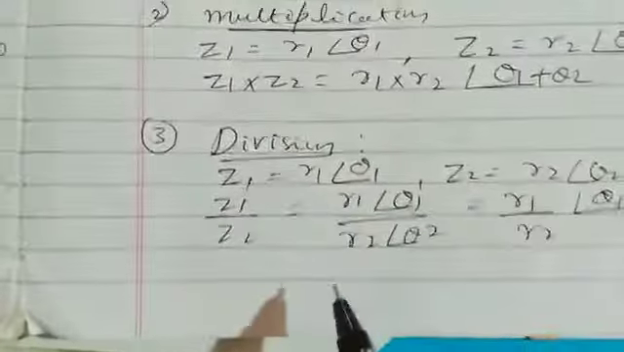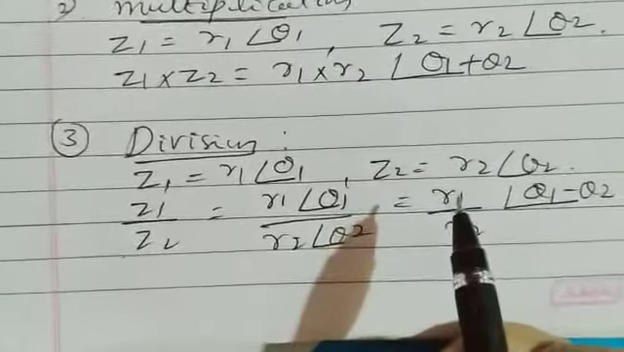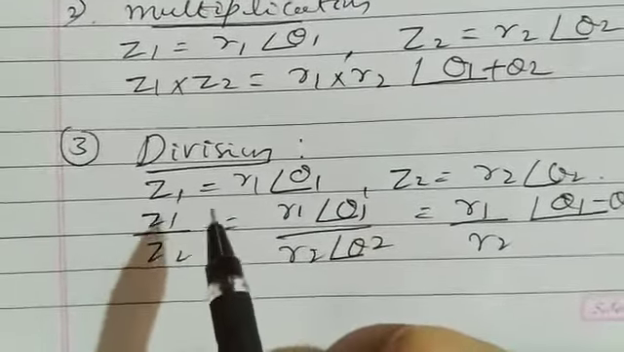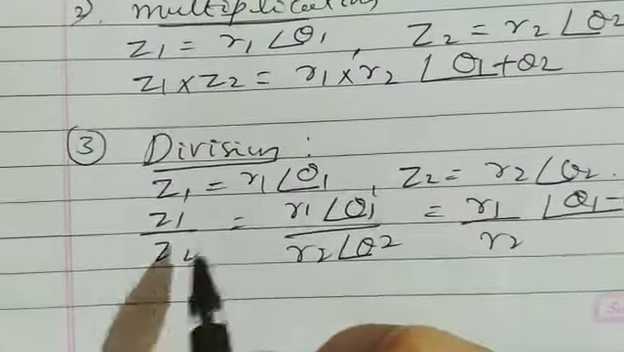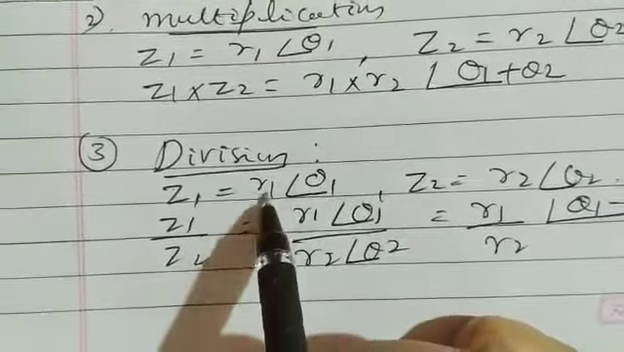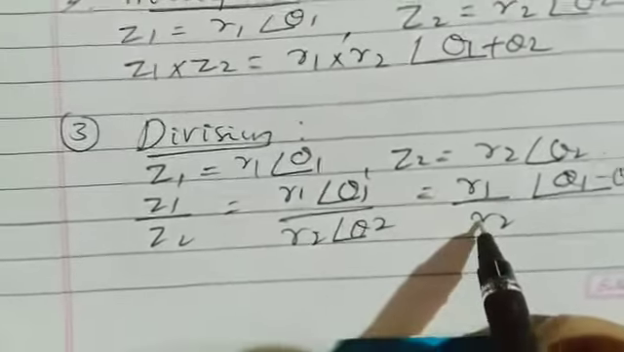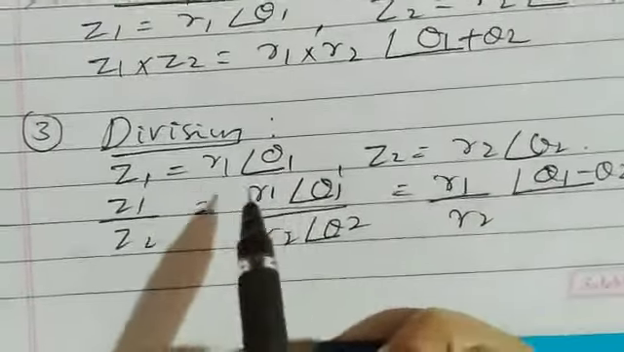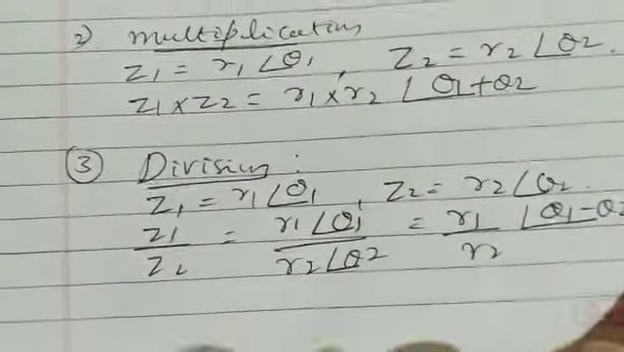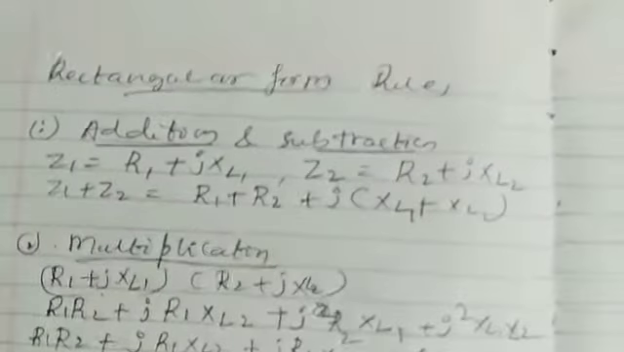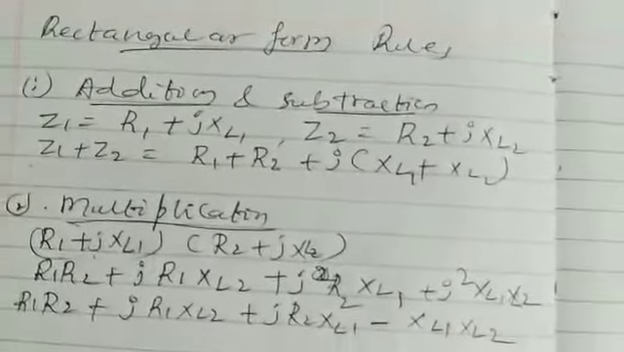Similarly the division. Considering the same z1 and z2, for z1 by z2 you divide the magnitudes, r1 by r2, and subtract the angles, theta 1 minus theta 2. This is how the division is performed in polar forms. Similarly, we'll see certain rules for the rectangular forms also.